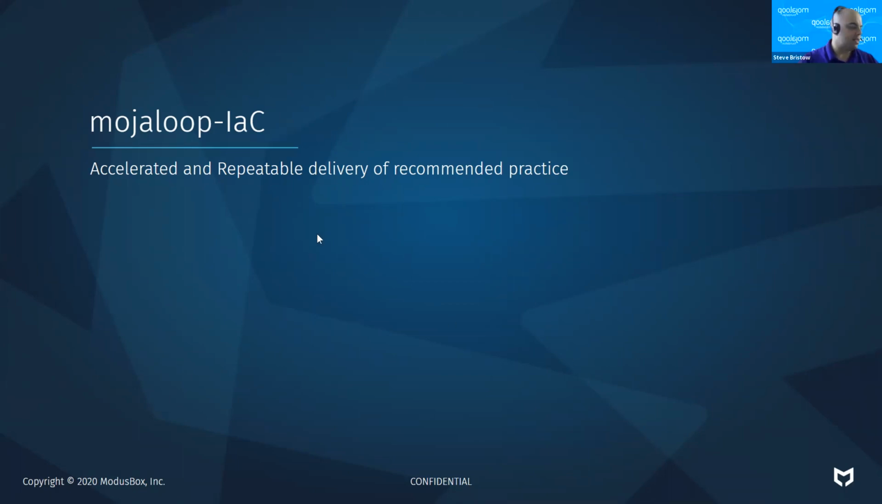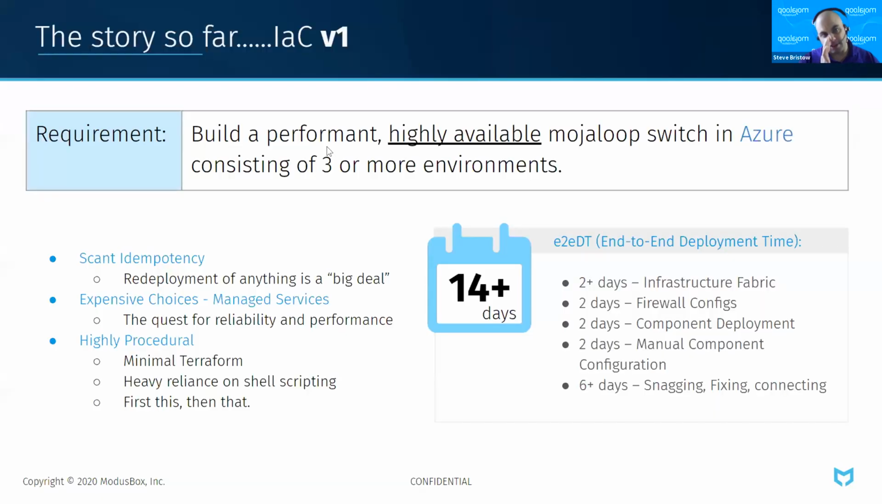Thanks, Jose. So something Jose alluded to there was recovering these environments quickly, and for that we need the accelerated power of infrastructure as code. So with all these objectives in mind, we needed to set about creating the latest version of IAC. The story so far is that we had version 1 of IAC, which was used by, I believe, Mawali, and the objective was to create a performant, highly available Mojaloop switch in Azure, which consisted of 3 or more environments.